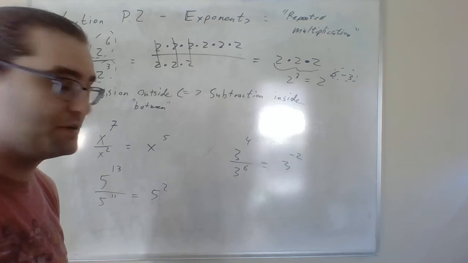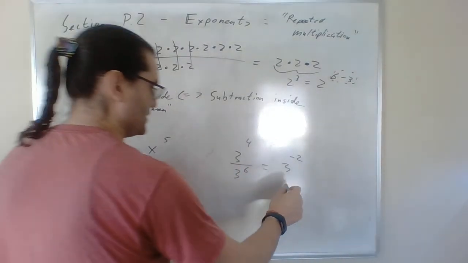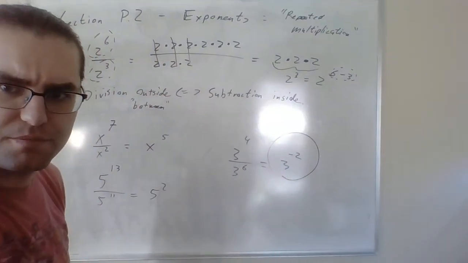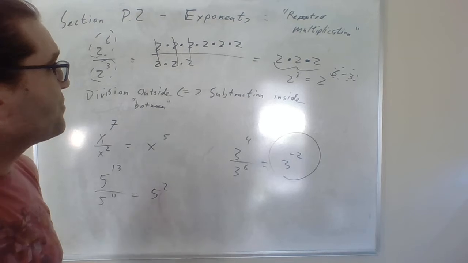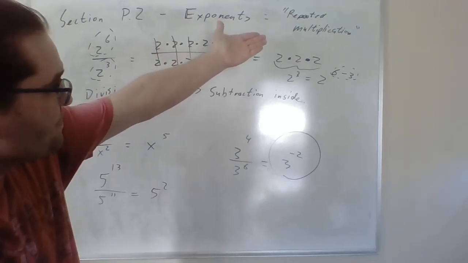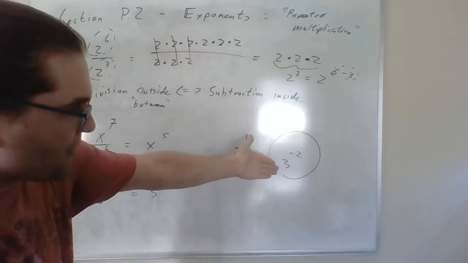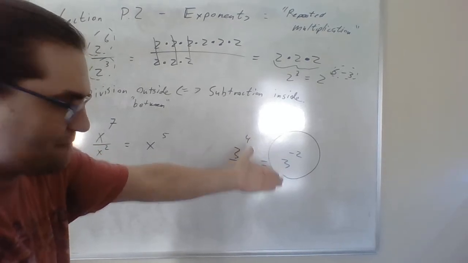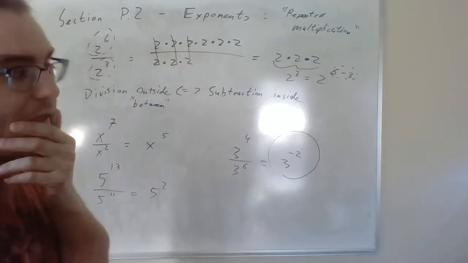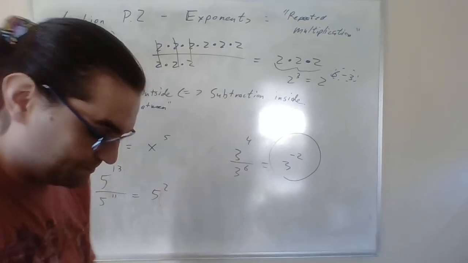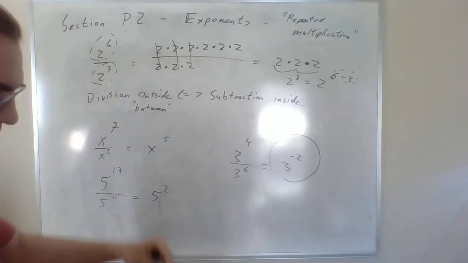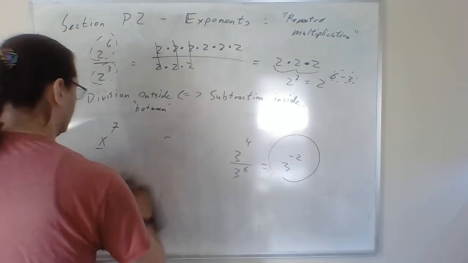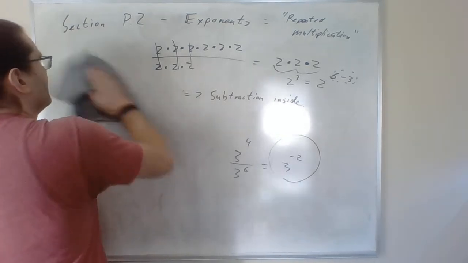Which is all fine and good, but now we have to address the question: what does it mean to raise something to the negative 2? If exponents are repeated multiplication, what does it mean to multiply 3 by itself negative 2 times? How does that make sense? Let's talk about what 3 to the negative 2 means. Let me erase all this so that I can talk about that.